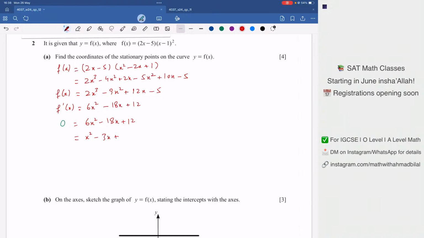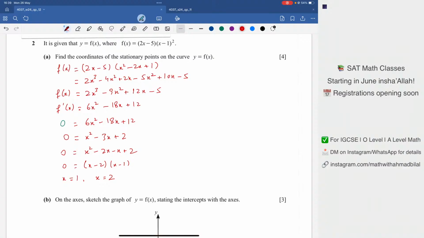So you have x squared minus 3x plus 2 equal to 0. Can we factorize this? We could write this as x squared minus 2x minus x plus 2 equal to 0. We get two factors from that, x minus 2 and x minus 1. So x either equals 1 or equals 2. These are the x coordinates of the stationary points. That's one thing that we were looking for.